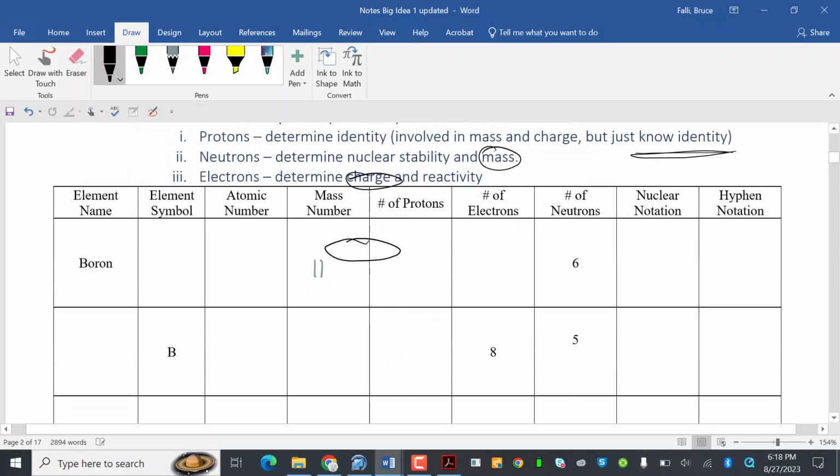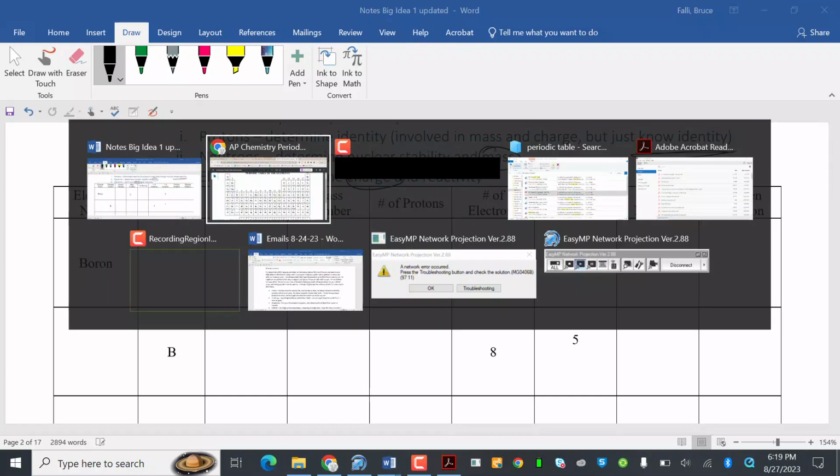So let's look at that periodic table again. Hey, guess what you're going to get in class tomorrow if you didn't look it up and print it already? A periodic table.